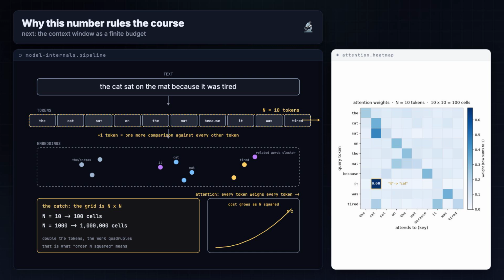This single fact, attention is n squared, so more context is never free, is the seed of the entire next episode. We'll look at the context window as a finite attention budget, how prefill and decode actually run, and why quality starts to rot before you ever hit the limit.